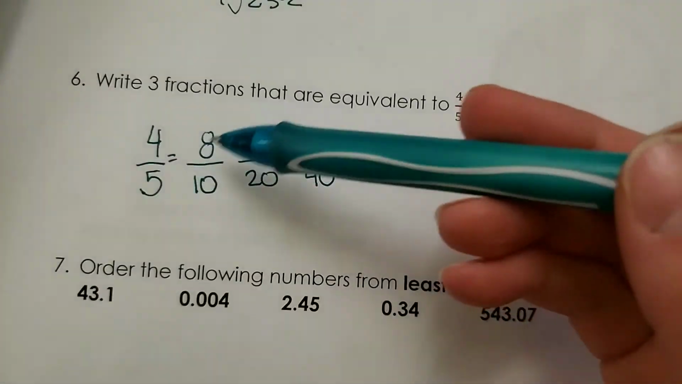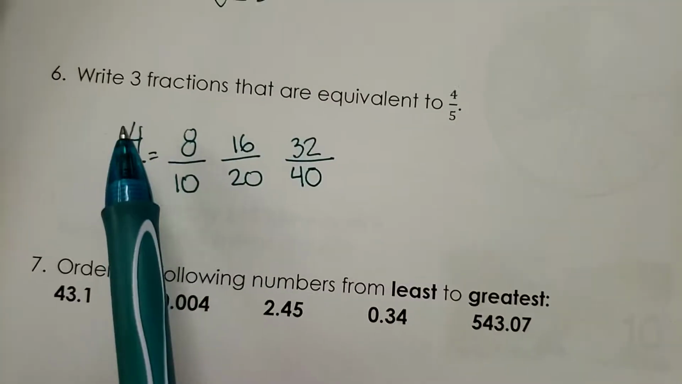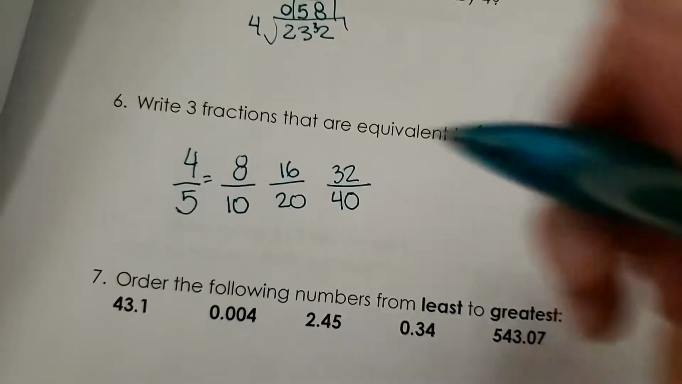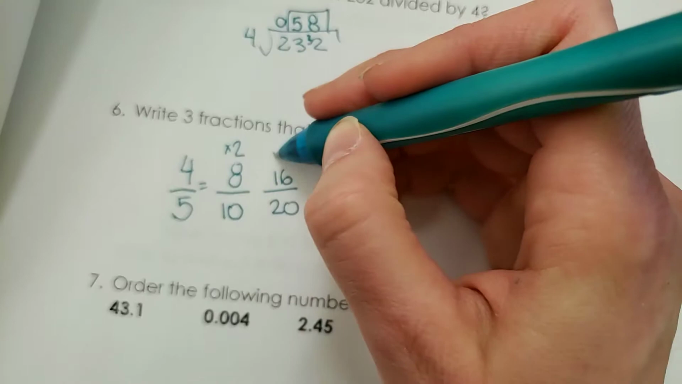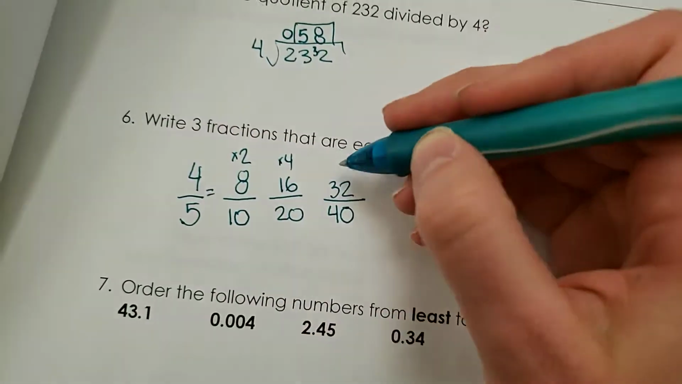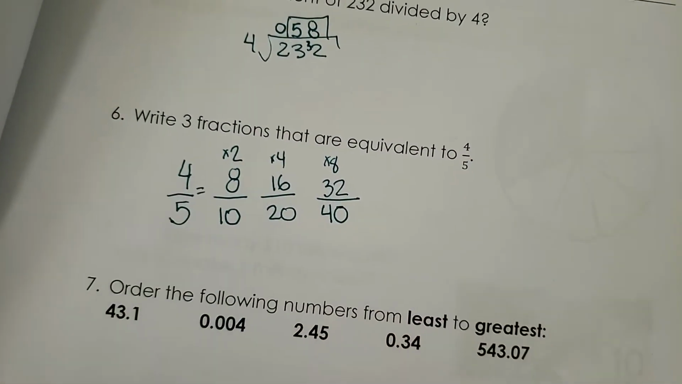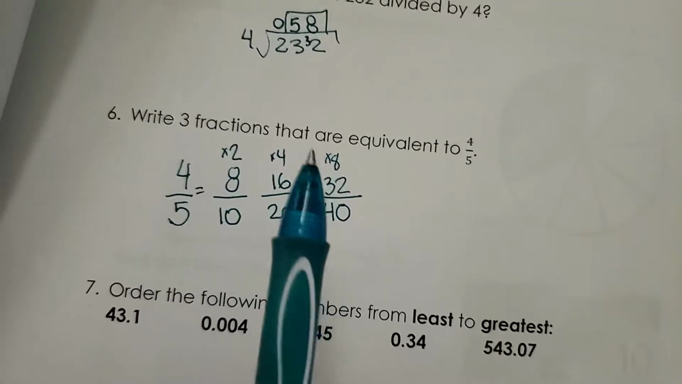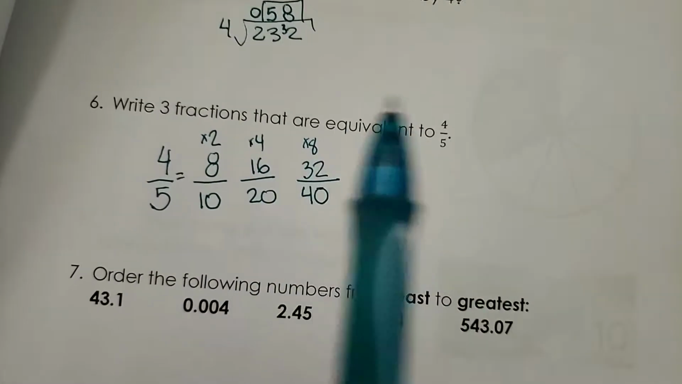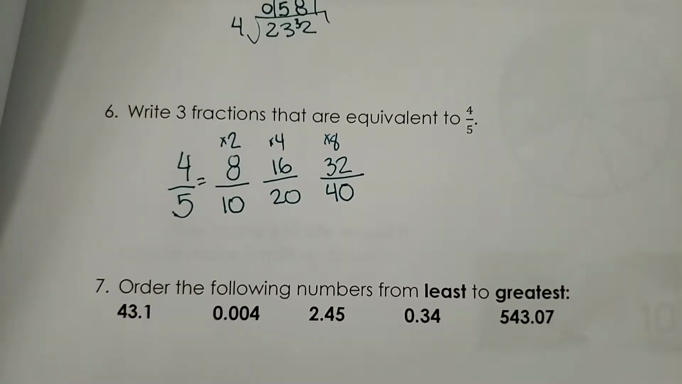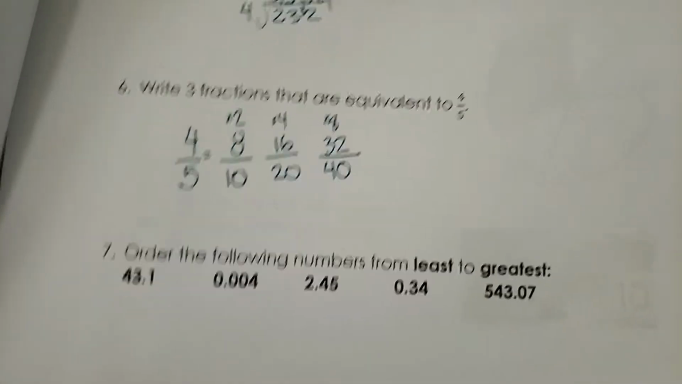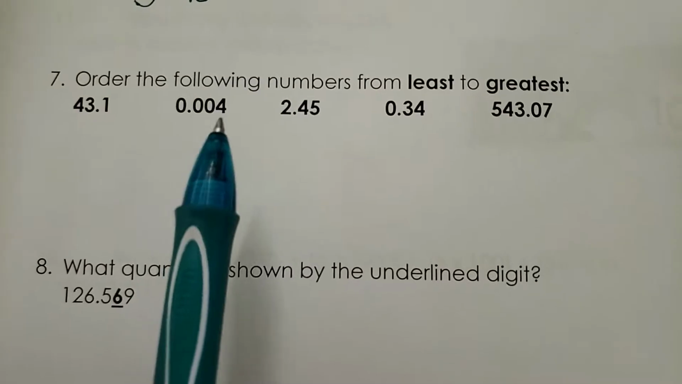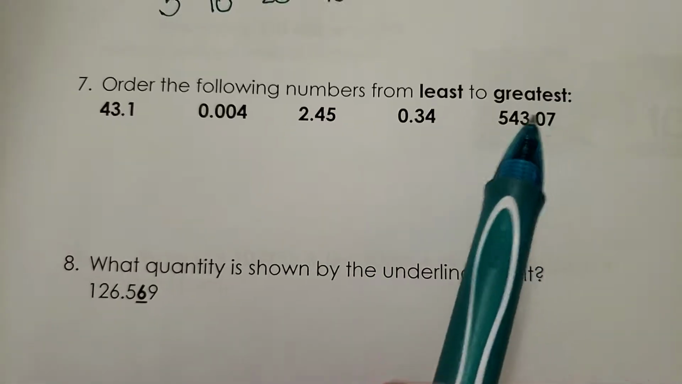You could have a lot of other answers as long as you multiply this number and this number by the same thing. So in this case, I multiplied that by 2. In this case, I multiplied that by 4, and this by 8. You could have times by 3, times 5, 6, 7, it doesn't matter. You could times by 100 if you wanted, as long as you multiply both the top and the bottom by the same number. Okay, the next: order the following numbers from least to greatest.